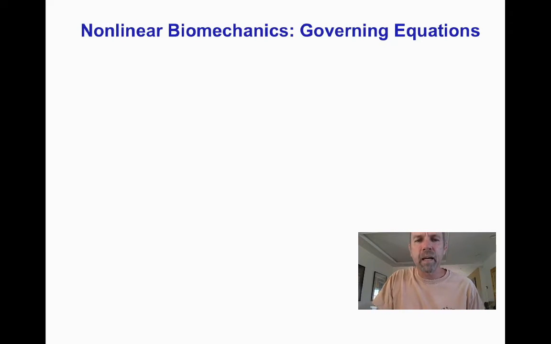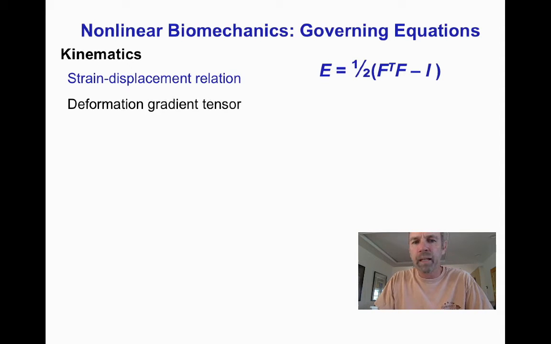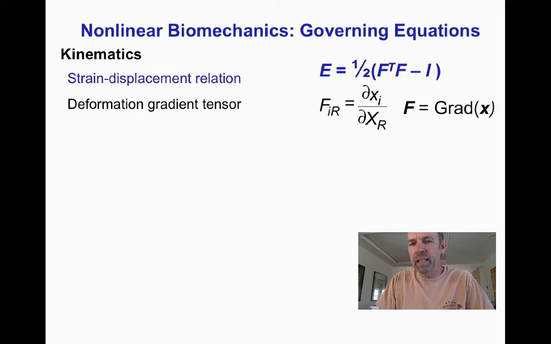Welcome back. Let's start by reviewing the governing equations for nonlinear finite elastic deformations in biomechanics. So in kinematics, we have the strain displacement relation, which is that the Lagrangian strain E is 1/2 of F transpose F minus I, where the deformation gradient tensor F has components F_iR equals ∂x_i/∂X_R, or in direct tensor notation, F is the Grad of x, where the capital G indicates that these are partial derivatives with respect to the undeformed coordinates capital X.